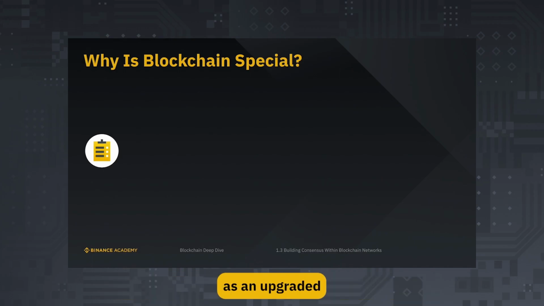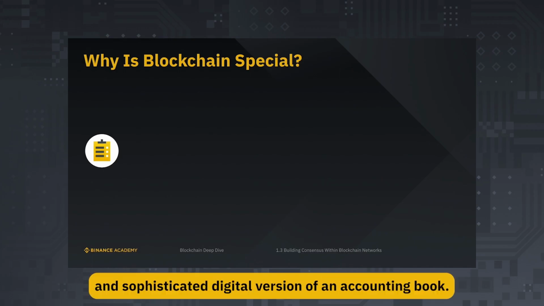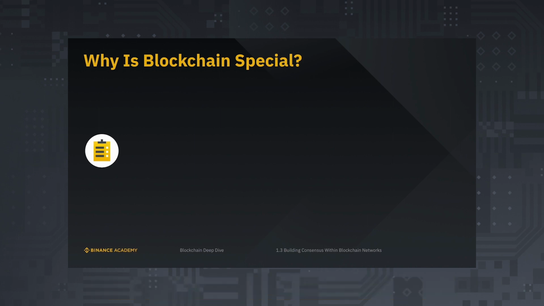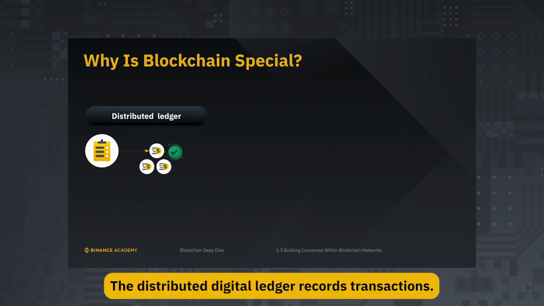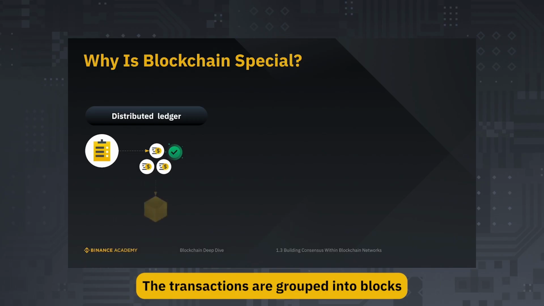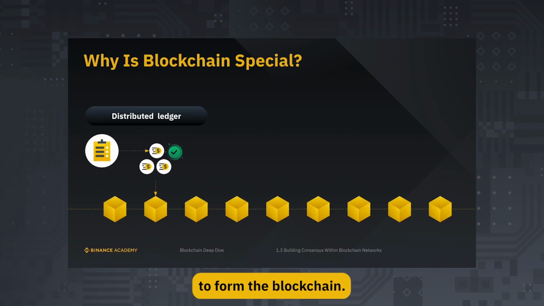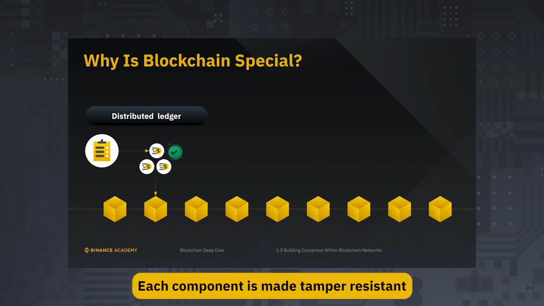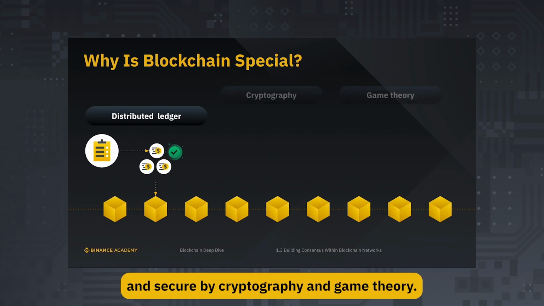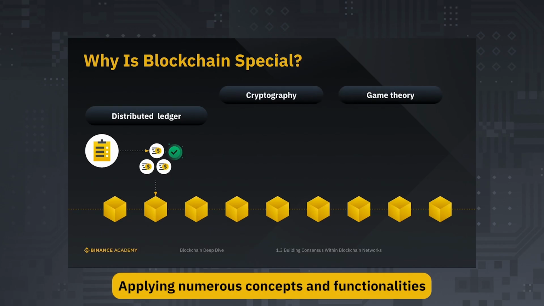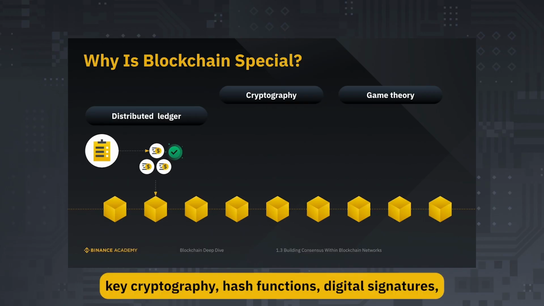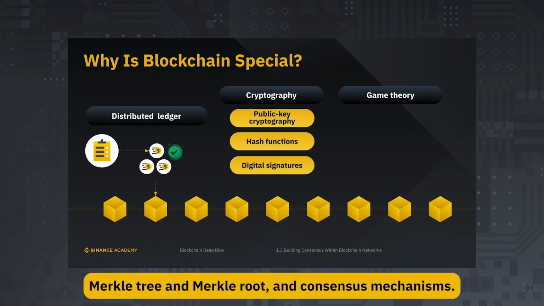Imagine the blockchain as an upgraded and sophisticated digital version of an accounting book. The distributed digital ledger records transactions, the transactions are grouped into blocks, and these blocks are chained together to form the blockchain. Each component is made tamper-resistant and secure by cryptography and game theory, applying numerous concepts and functionalities such as public key cryptography, hash functions, digital signatures, Merkle tree and Merkle root, and consensus mechanisms.